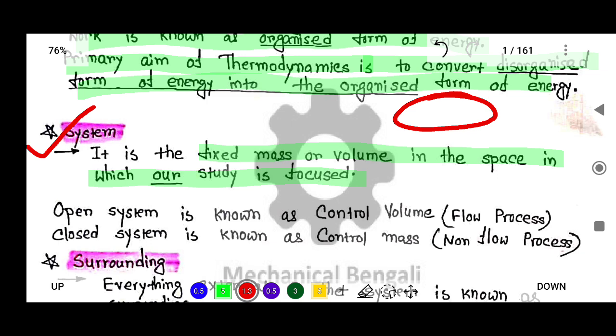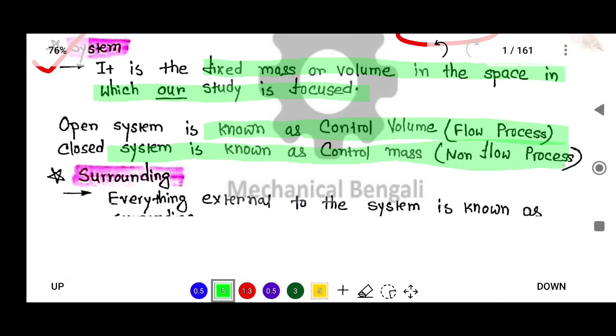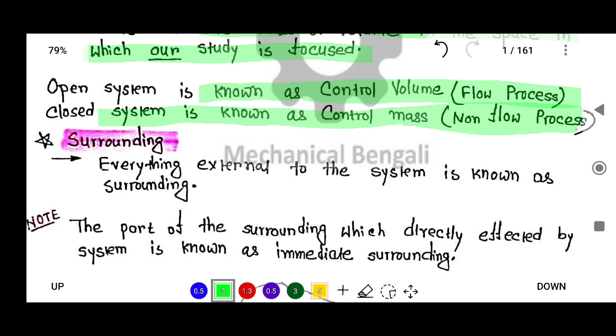Open system means mass and energy can transfer through the boundary. What is system, surrounding, boundary? We will discuss later. Open system is basically known as control volume or flow mass, because mass is transferred through the boundary. Closed system is also known as control mass or non-flow process.